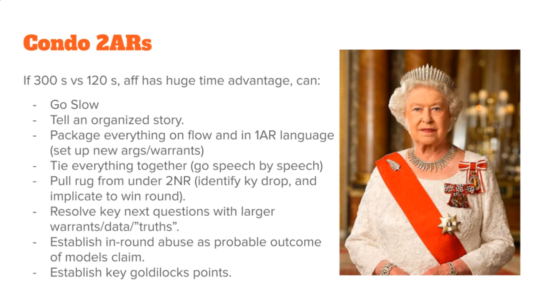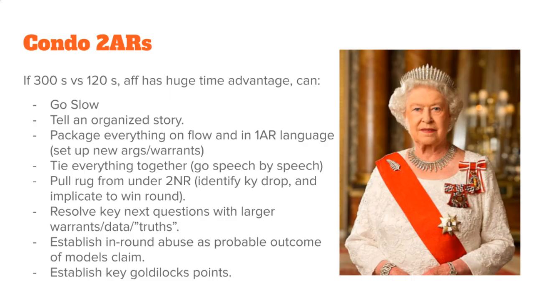You want to do the whole pull the rug out from under the 2NR, so identify a tiny little drop. Point it out on the flow. Make sure it's there and the judge knows it was there and it was a drop that was warranted, a complete argument. Now implicate it and make it unravel the round. Make it take out all their arguments. Make it form an independent win condition. All those things can be done to pull the rug from under the 2NR in condo debates.